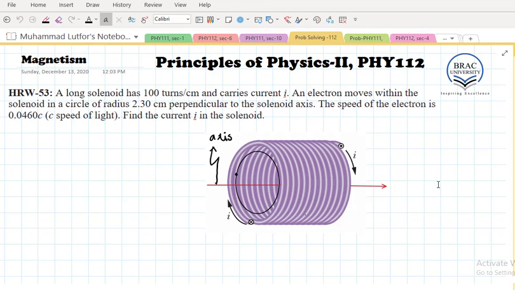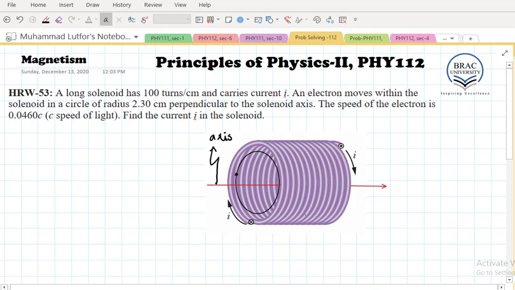In this problem, there is a long solenoid that has 100 turns per centimeter and carries a current I. This figure is basically the diagram, not the exact figure. An electron moves within that solenoid in a circle of radius 2.3 centimeter, which I try to draw inside the solenoid over here. So this is that electron. I drew this schematic diagram, and the circle is perpendicular to the axis of the solenoid, because the red line is showing the axis of the solenoid.